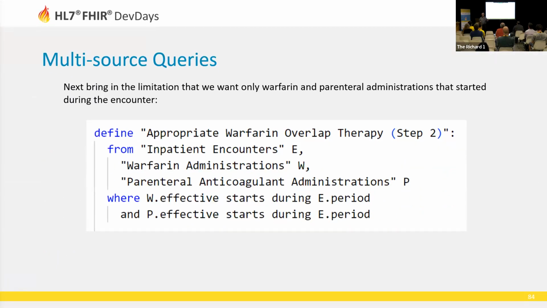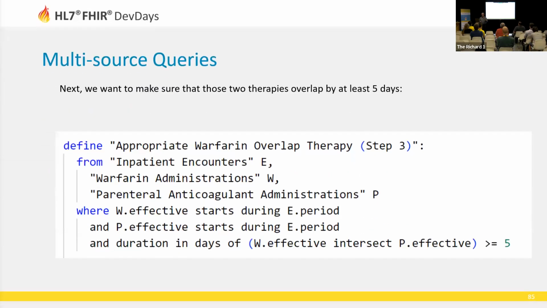So the first thing then is to bring in the limitation that we only want warfarin and parenteral administrations that started during the encounter. So I take the W effective and make sure it starts during the E dot period, and the parenteral anticoagulant and make sure that starts during the E dot period, right? So now that's limiting to only those encounters and warfarin and parenteral anticoagulant administrations that are at the same time. Next, we want to make sure those two therapies overlap by at least 5 days. So the duration in days of the warfarin effective intersected with the parenteral effective, the overlap of those, is now 5.